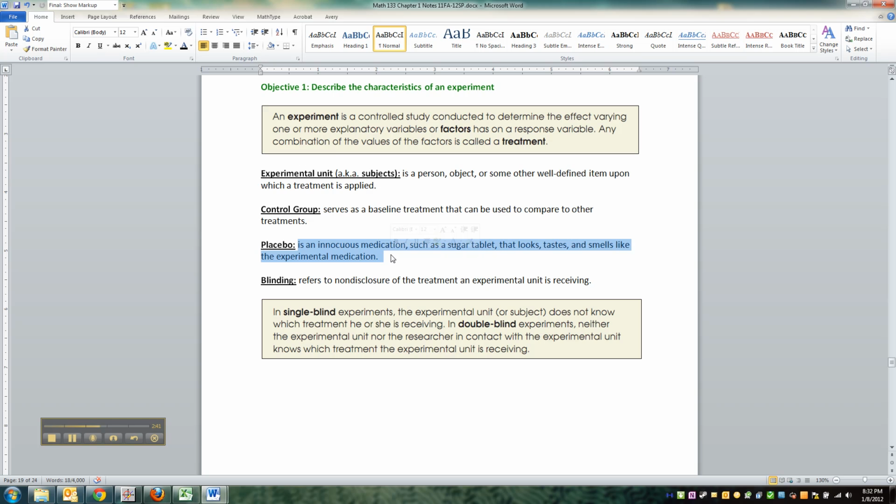Blinding refers to the non-disclosure of treatment. When you're in a study like this, you don't get to know if you're the one getting a placebo or the one getting the treatment. A double-blind experiment means not only do you not know, but the researcher who's in contact with you doesn't know either. Obviously somebody's got to know, otherwise it wouldn't be much of an experiment, but the person who actually talks to the experimental unit doesn't know whether they're getting the drug or the placebo.